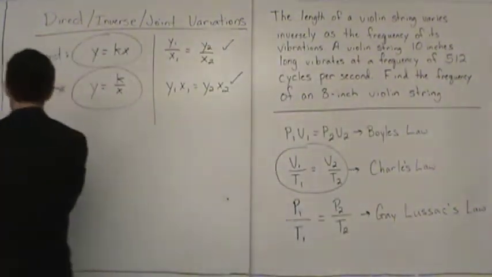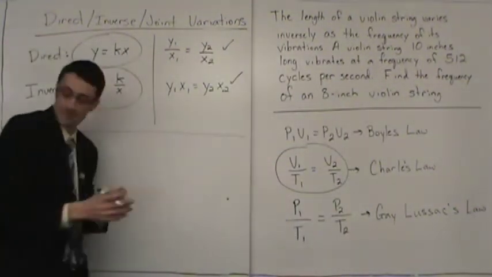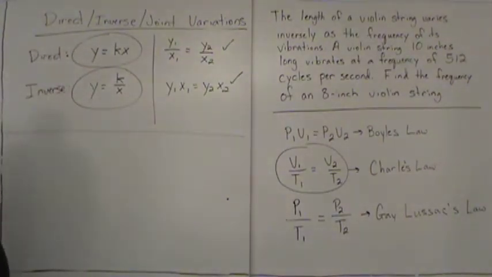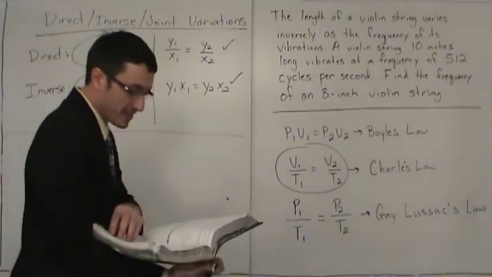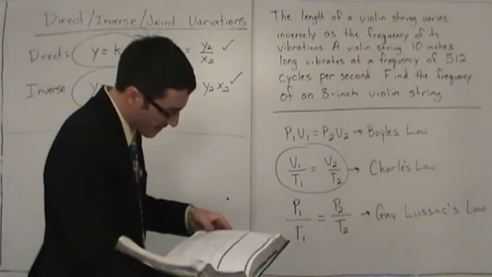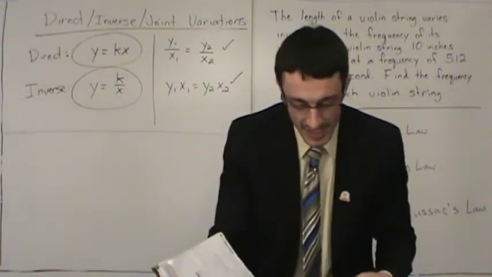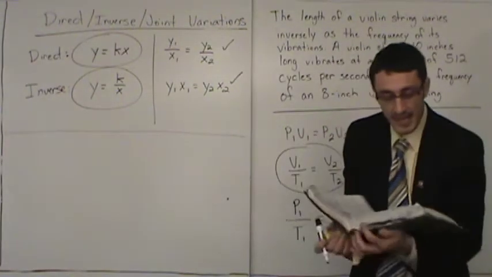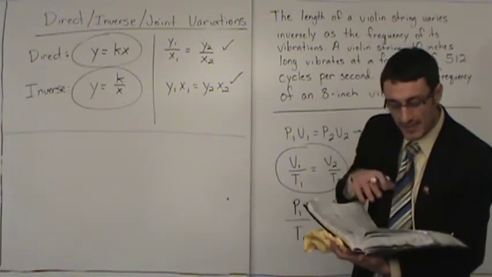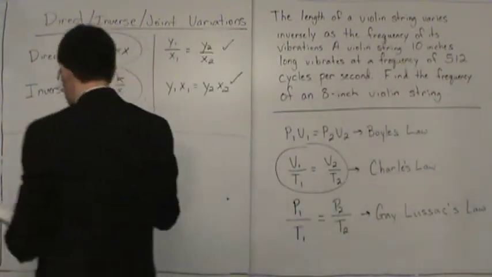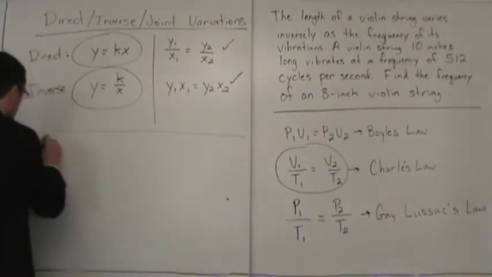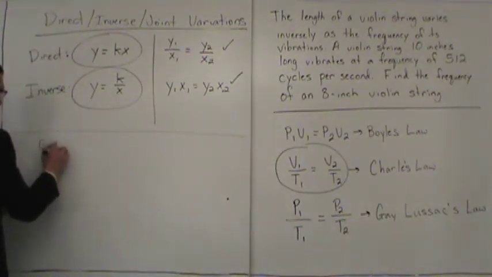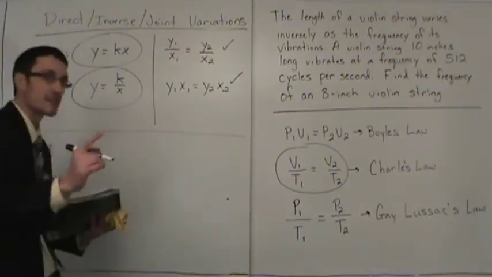So let's look at some of the problems in the book, doing what we did yesterday. I'm going to pick another problem. Let's go to page 590 in your textbook, number 1. It says if y varies directly as x, so we write our equation first. We're going to do what we did yesterday in the last video. Write the equation, then write the list.